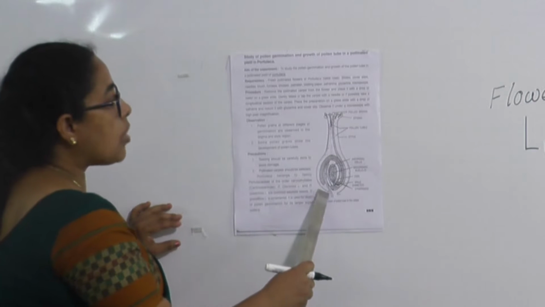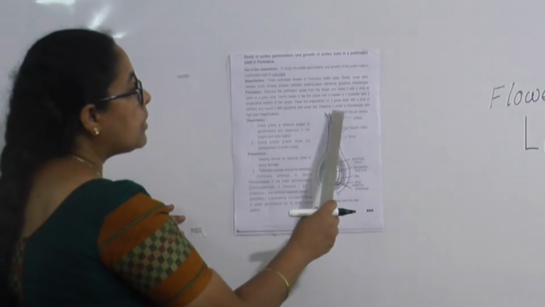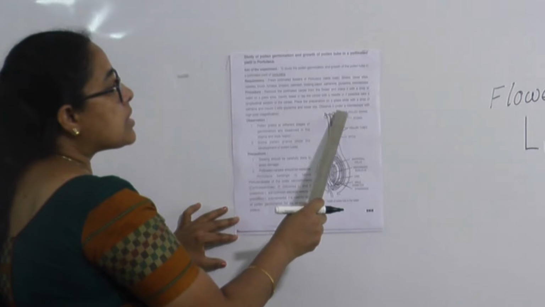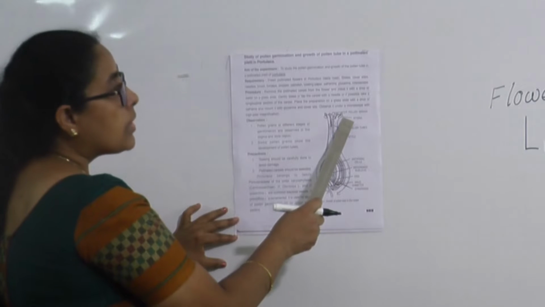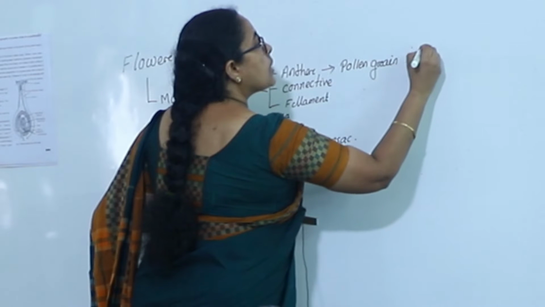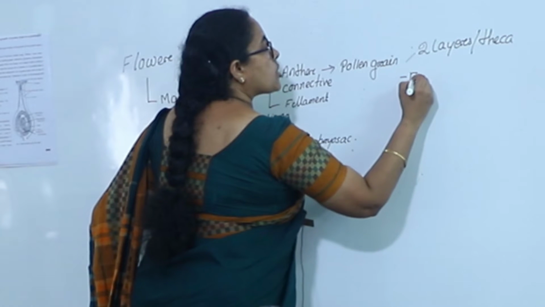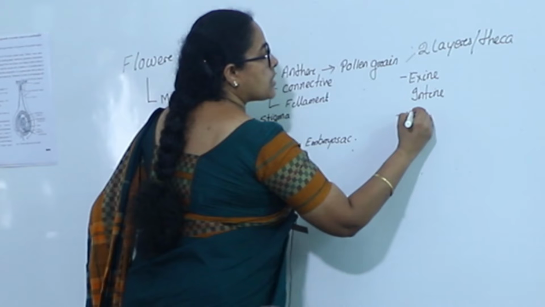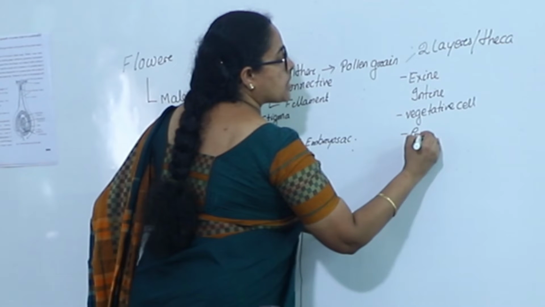So this is the structure of a carpel. This is your ovary, this is your style and this is your stigma, and the pollen grain, which is the male gametophyte. By the process of pollination, when it is received by the receptive part of the carpel, that is the stigma, it germinates. The pollen grain has two layers or theca, that is exine and intine, and it contains the vegetative cell and generative cell.